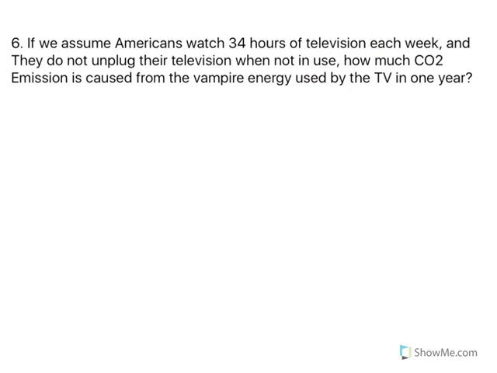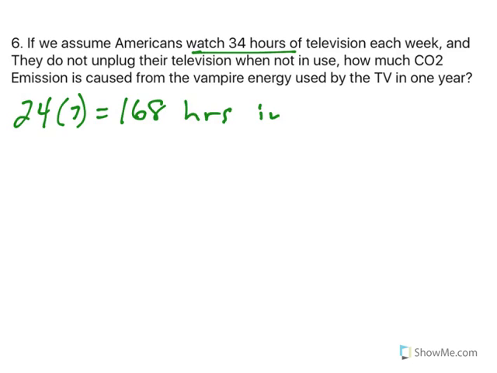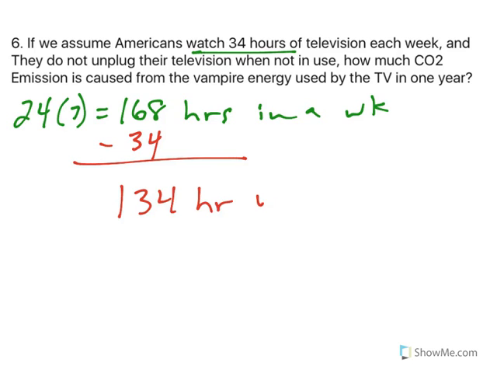And the last problem. If we assume Americans watch 34 hours of TV each week, and they do not unplug their television, how much CO2 is caused from the vampire energy used in 1 year? Okay, now think about this. We watch 34 hours a week. That means all the rest of the hours for the week is vampire energy. Well, 24 hours in a day, 7 days in a week, there's 164 hours in a week. So if we watch for 34 hours, that means there's 134 hours we don't watch TV.